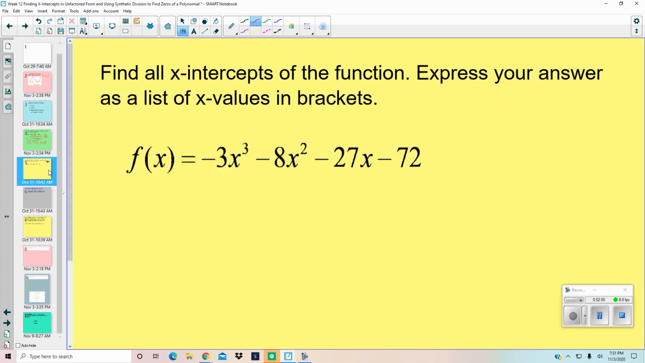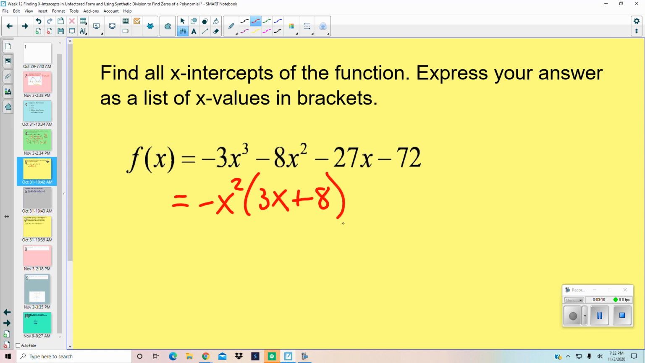Let's do another one. When I look at this, I don't see anything in common. But there's 4 terms, so maybe I can factor by grouping. By grouping means you look at the first 2 terms and take out what's in common. So I could take out a -x squared. If I do that, I'm left with 3x plus 8.